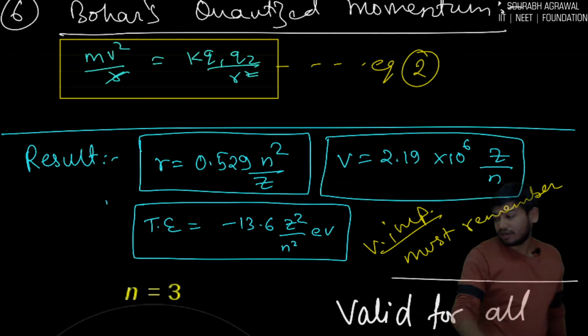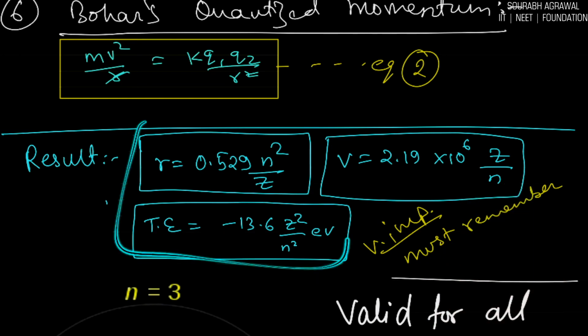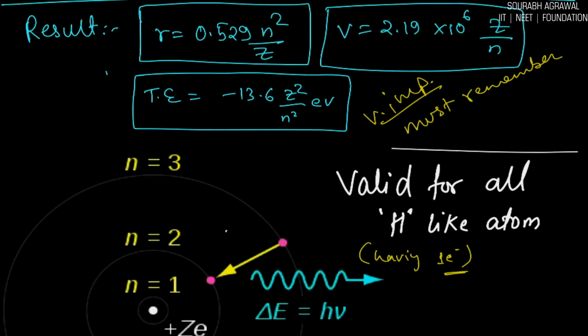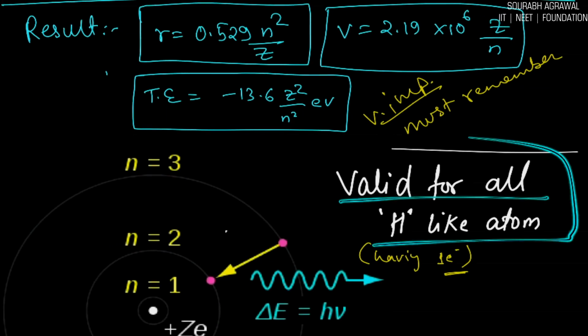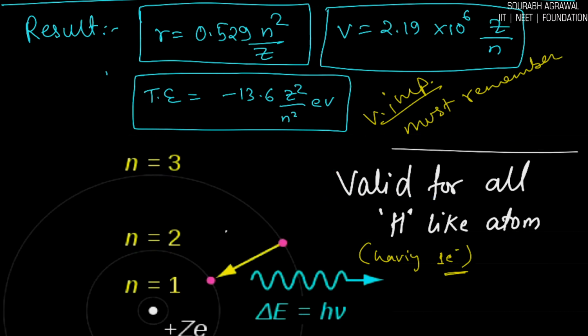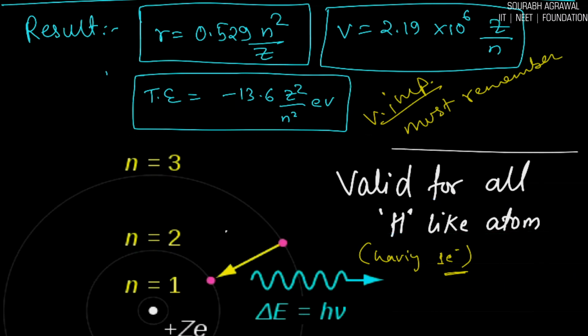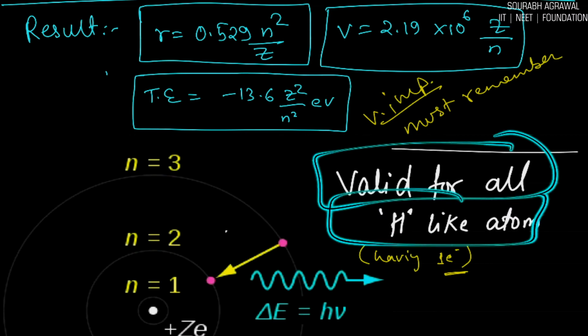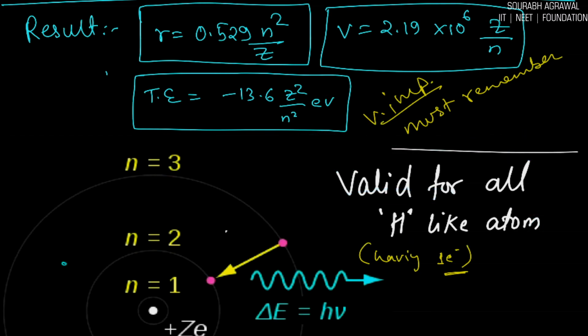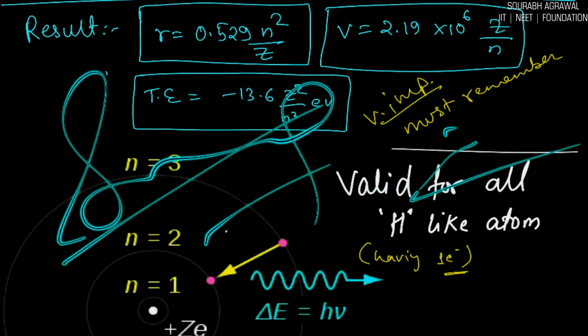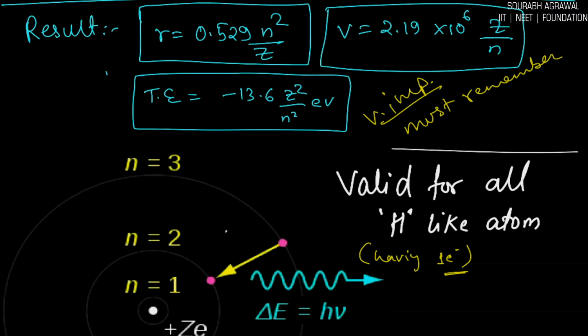Are you getting my point? You can write it down. Very important, these three formulas you have to remember. And one more thing, all this is valid for H-like atoms. We have only derived it for one electron, when one electron is revolving outside. So only for H-like atoms, that means H atom, helium plus, lithium 2 plus. 2 plus means 2 electrons are gone, and only one electron is left. Only valid for H-like atoms, remember.